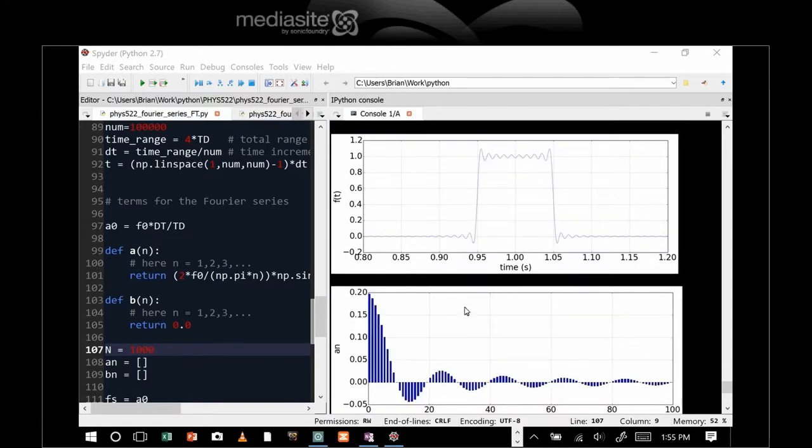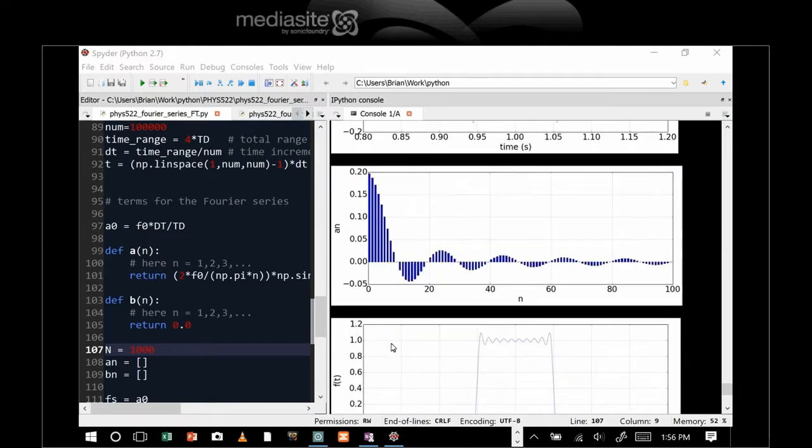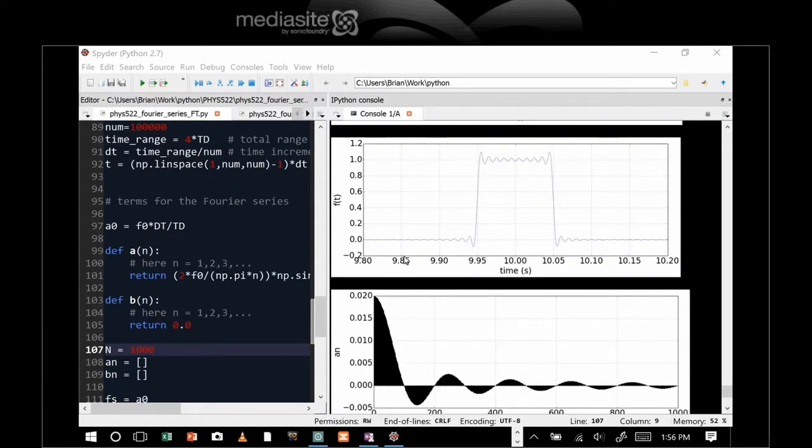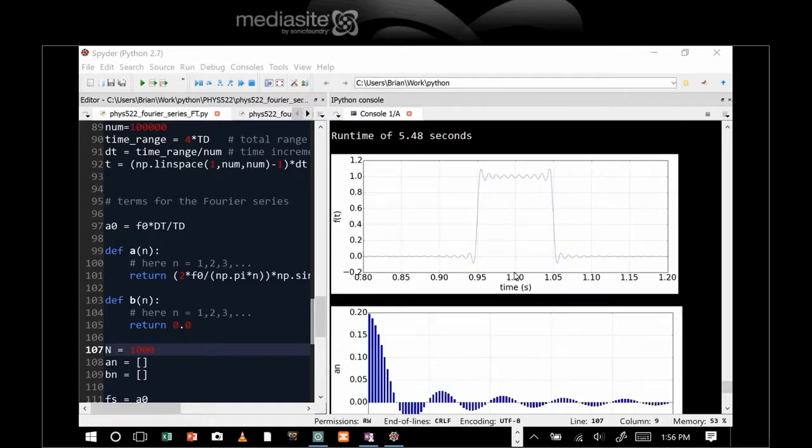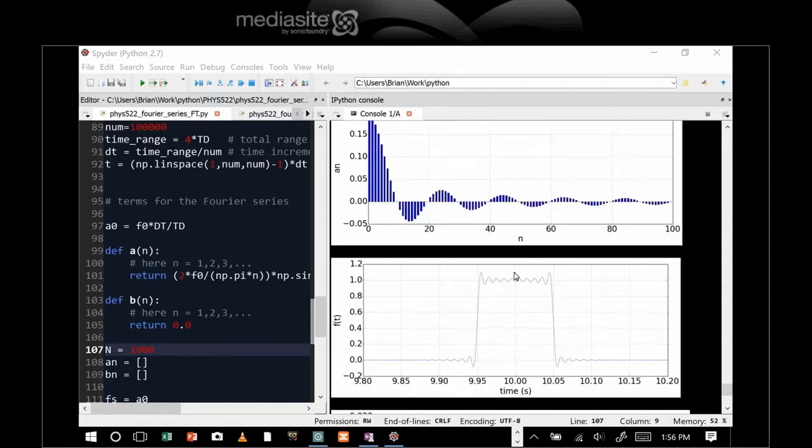That took a little time, but here are my results. Again, this is the square pulse that has a period of 1 second, and these are its frequency components. Each spectral component is separated by omega, and omega is 2 pi divided by 1 second. Now I run the other one with 1,000. Take a look at that. Notice that this looks like that, that looks the same.